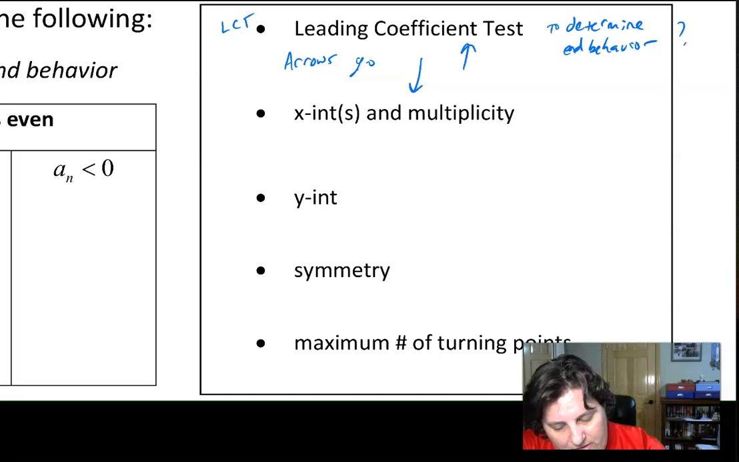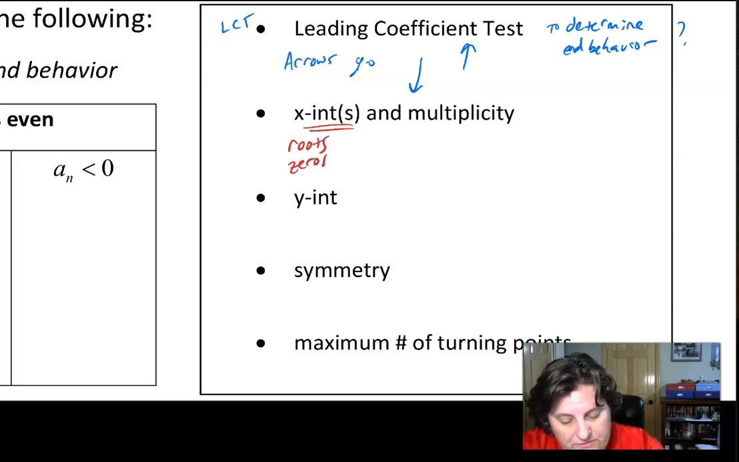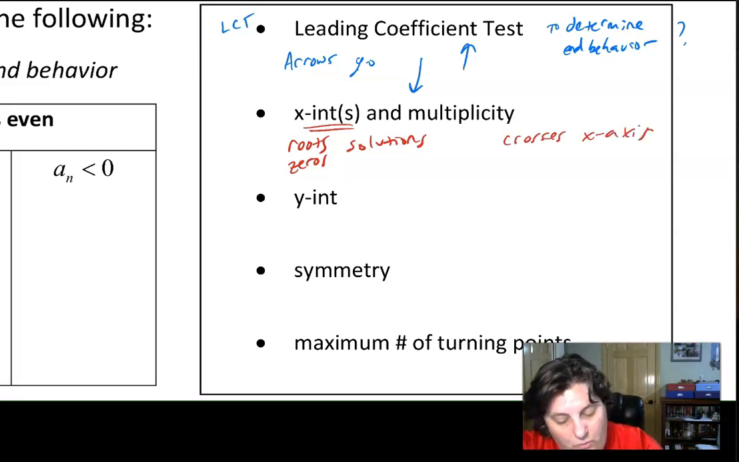For every polynomial, we're going to find x-intercepts. What are some other words for x-intercepts? X-intercepts are roots, zeros, solutions, and ultimately, it's where it crosses the x-axis. We can have multiple of those. And we're going to talk about a word that you may or may not have heard before. It's called multiplicity. It's a little bit tricky, but we're going to talk about that.